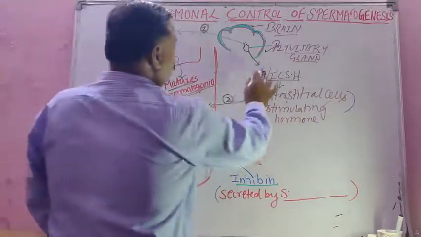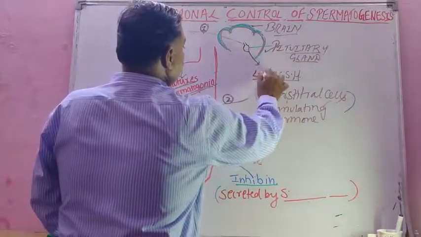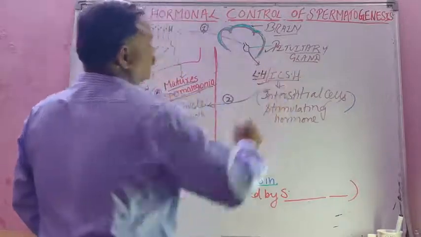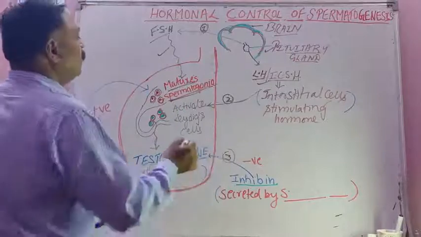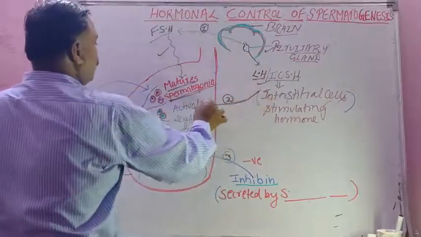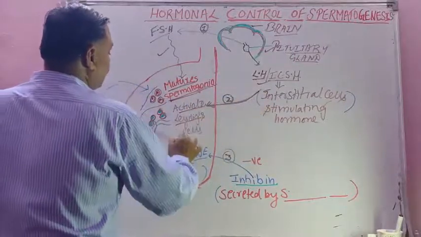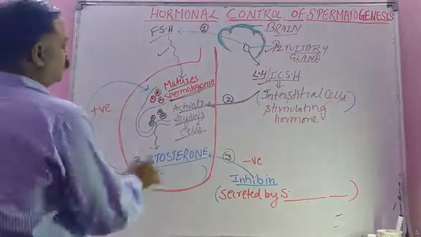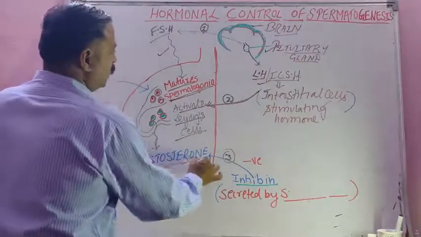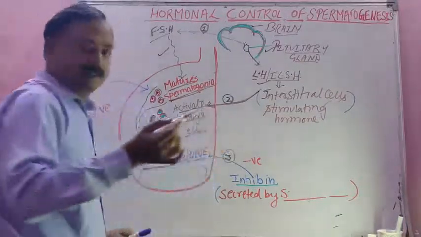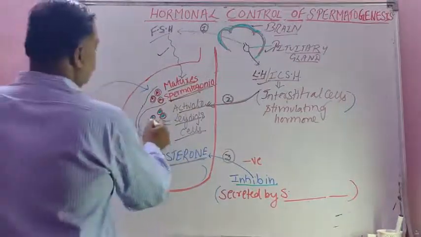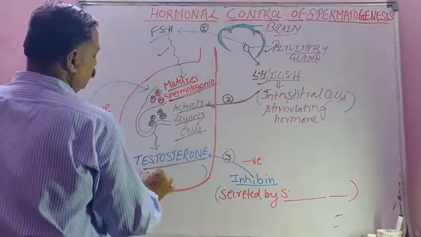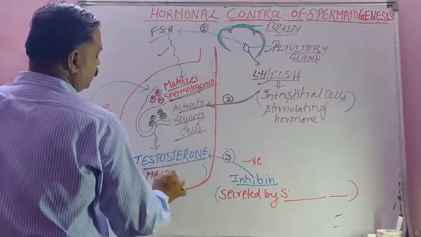And the second hormone is ICSH or LH. ICSH stands for interstitial cells stimulating hormone, and this hormone stimulates or activates Leydig cells to produce testosterone. Leydig cells are also called interstitial tissue, isn't it? So Leydig cells will produce the male hormone called what? Testosterone.